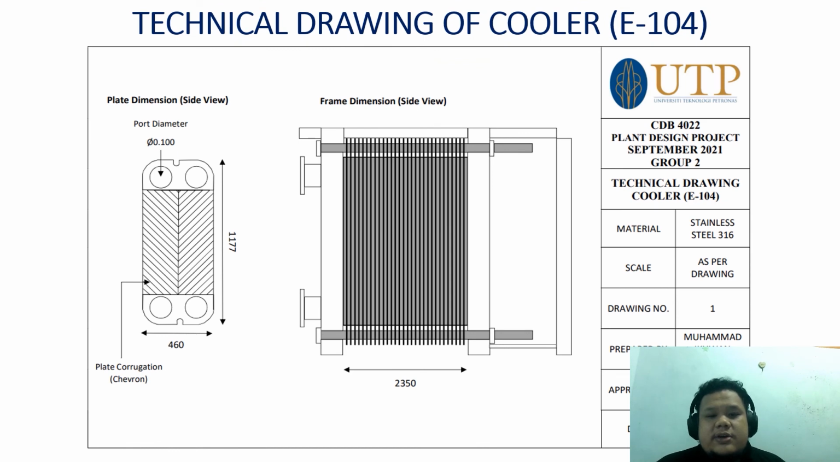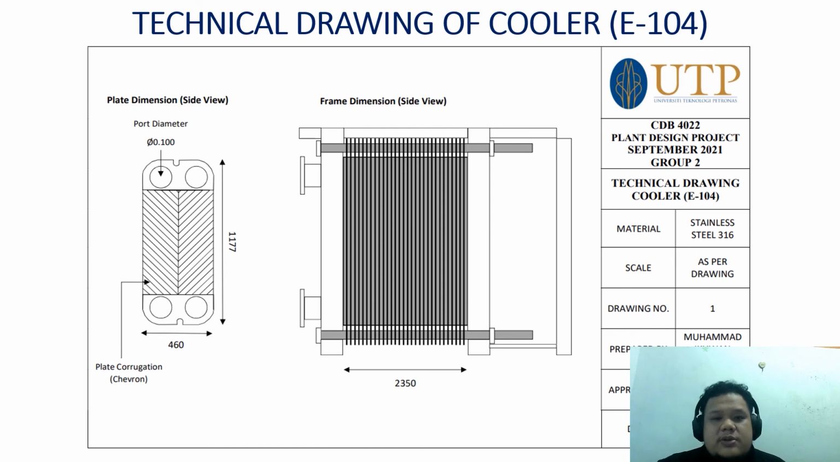As for the technical drawing for cooler U04, I use Microsoft PowerPoint to draw the plate and the frame of the plate heat exchanger. For the plate dimension, as you can see on the screen, the port diameter is 100 mm, and the corrugation of the plate is chevron, as I stated before. The width of the plate is 460 mm, followed by the plate length, which is 1177 mm. As for the frame dimension, the length of the frame is 2.35 meter. That's all for me.